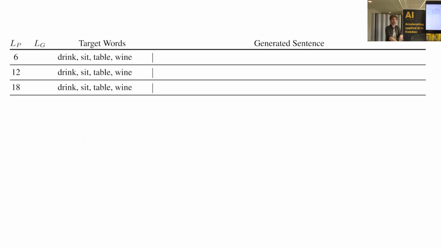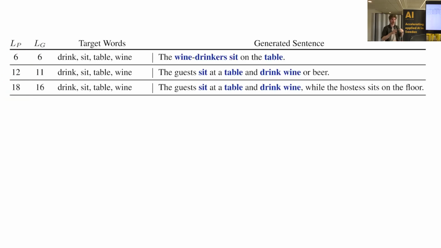And what this gives us is another stylistic tool we can use. So we can have the words drink, sit, table, and wine, but we can prompt it with some different lengths here. So if you say, I want to use 6 words, I want to use 12 words, and I want to use 18 words, the text that comes out is quite different. So: "The wine drinkers sit on the table." "The guests sit at the table and drink wine or beer." "The guests sit at the table and drink wine while the hostesses sit on the floor," right? You can really see that we're starting to expand upon this. So it still is the same word inclusion, but it quite changes the stylistic tone of the model.